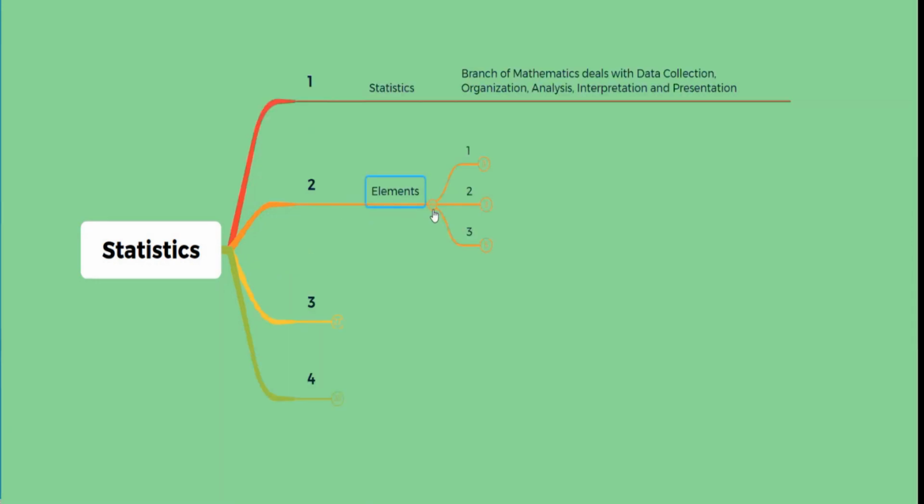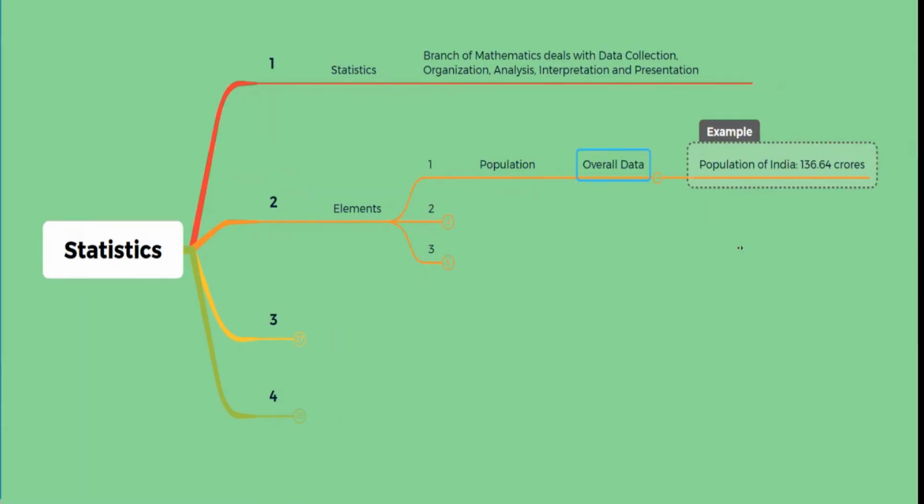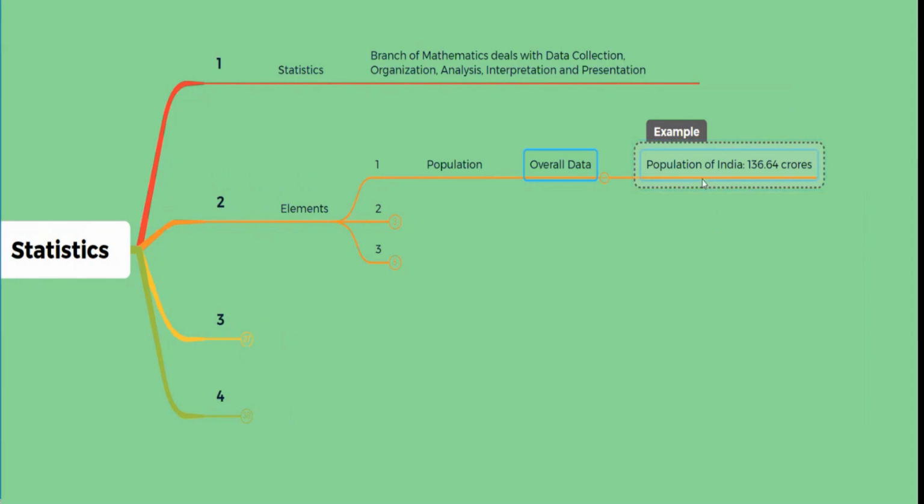There are three elements present in statistics. The first one is population. The term population is used to represent the overall data. When we say overall data, for example, the population of India. The overall population is mentioned as 136.64 crores.